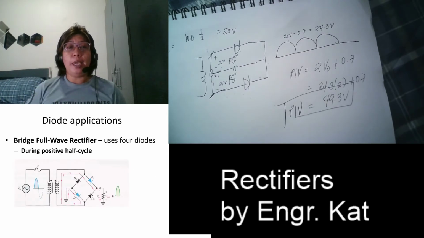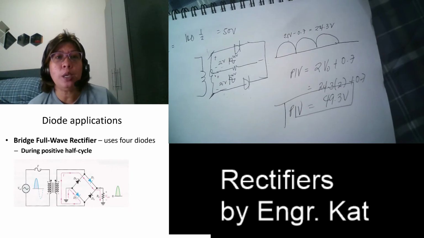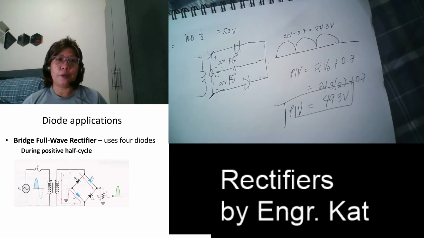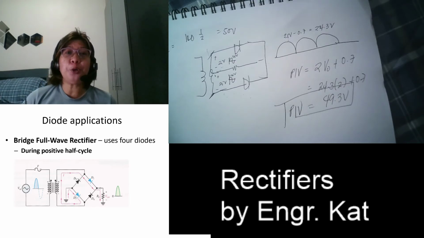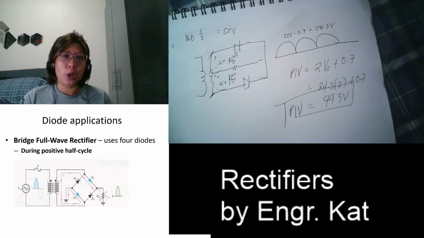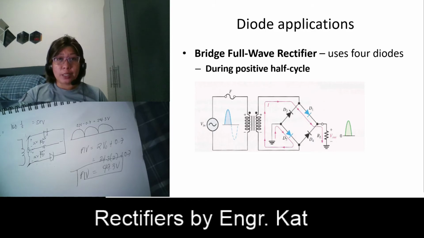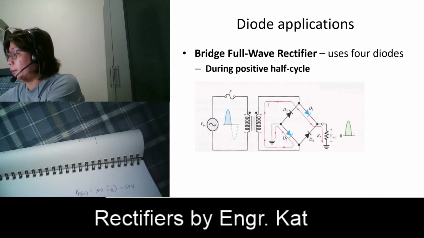Now, we have a second type of full wave rectifier diode. This is what we call the bridge full wave rectifier. For the bridge full wave rectifier, we do not use a center tap transformer here, but rather we use four diodes. So how does this full wave rectifier operate?